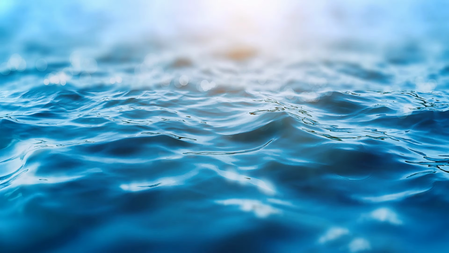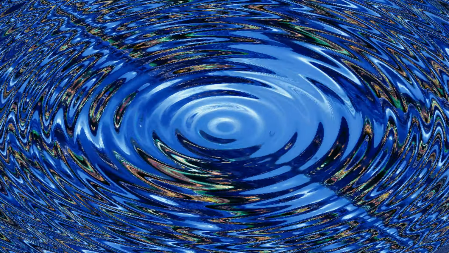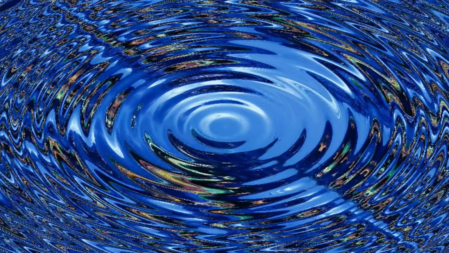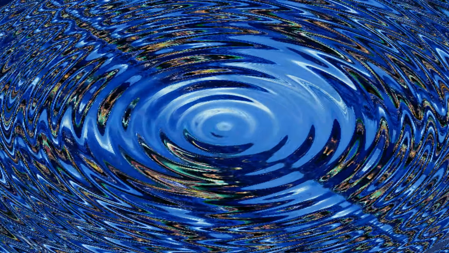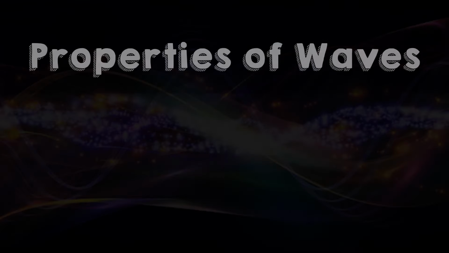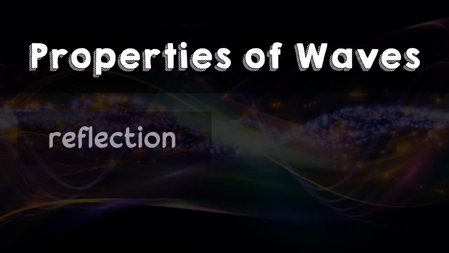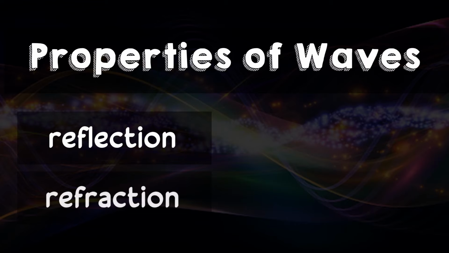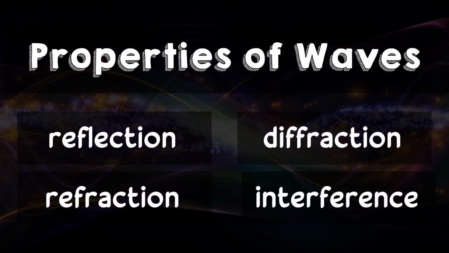Waves move in straight lines like the waves of an ocean, spread out in circles like ripples in a pond, or spread out in spheres just like sound waves in the air. But when a wave hits a boundary, it exhibits different properties such as reflection, refraction, diffraction, and interference. And our Shensha Amazing episode will be discussing those properties today.